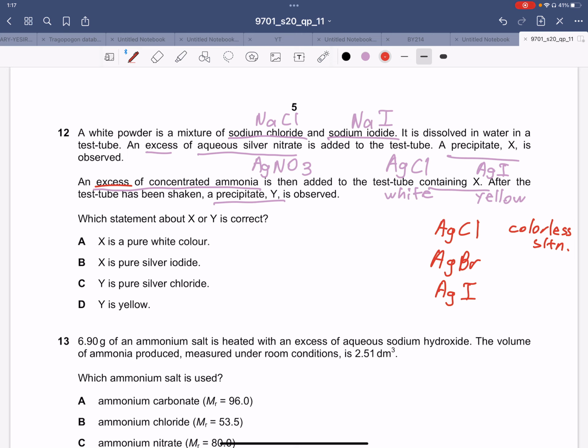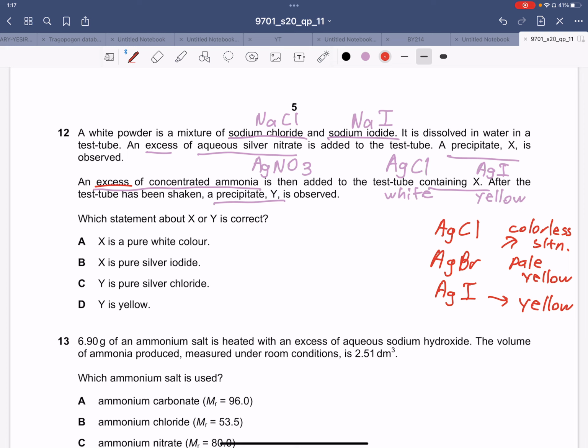AgBr, on the other hand, if you were to use dilute ammonia, would turn a really, really pale yellow. The reason for this is that with dilute ammonia, not all of it will be able to react with the AgBr. If you were to use concentrated ammonia instead, it would turn colorless just like AgCl does with dilute ammonia. Meanwhile, AgI, no matter what you do to it, will always remain yellow. The ammonia will not react with the silver, so we know that.